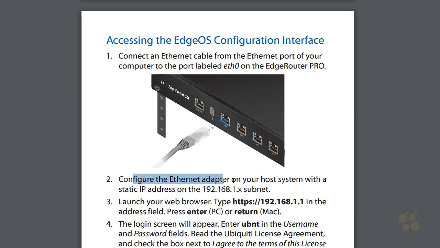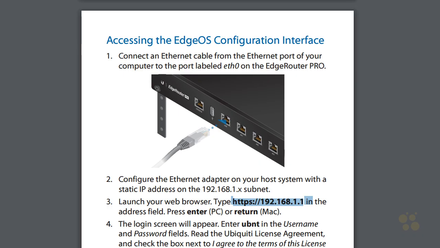Then configure the Ethernet adapter on your host system with a static IP address from 192.168.1 subnet. That's the network that we were just talking about, 255.255.255.0, right? And then it says, once you do that, launch your web browser and access this URL, 192.168.1.1. So this router is pre-configured from the factory to respond on ETH0 to that IP address.